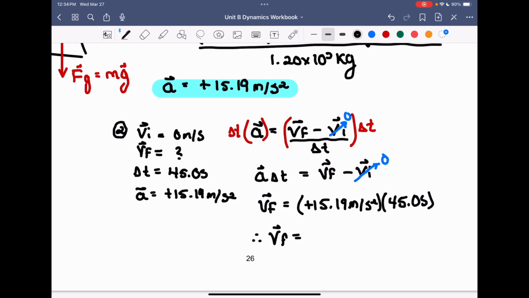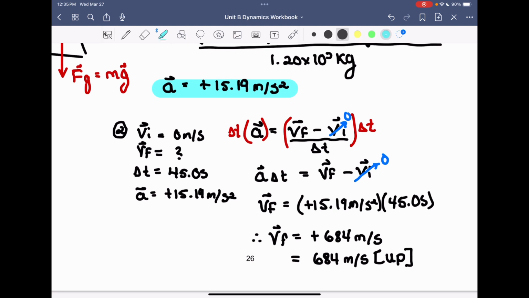And therefore, I get a final velocity, or a VF, which is equal to, and just to make sure I get this right, it's going to be in the upwards direction, going into the sky. Let's write out the answer rounded to the nearest significant digit, which would be positive 684 meters per second, because we're talking about a speed or a velocity. The other acceptable answer here would be 684 meters per second in the upwards direction. So if you just said up like this, that would be totally fine.